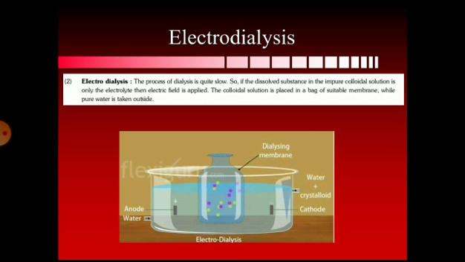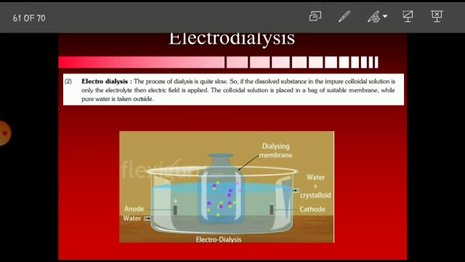We have an impure colloidal solution that also contains electrolyte impurities, and we can remove those electrolytes by using the electrodes, cathode and anode. So, electrodialysis: the process of dialysis is quite slow. If the dissolved substances in the impure colloidal solution are only electrolytes, then an electric field is applied. The colloidal solution is placed in a bag of suitable membrane while pure water is taken outside.